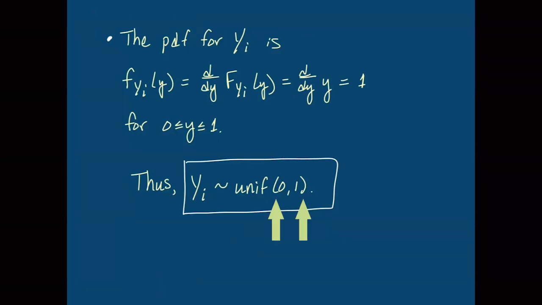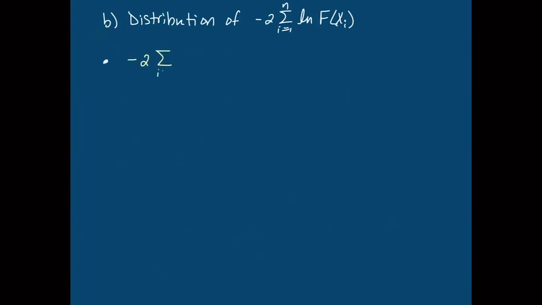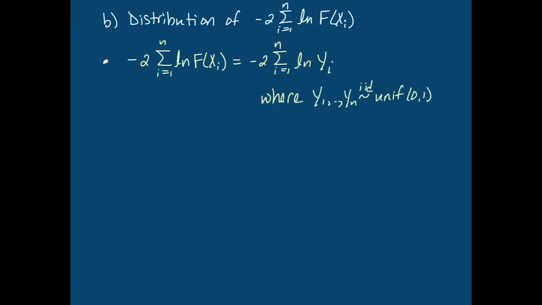In part B, we want to find the distribution of the quantity -2 times the sum as I goes from 1 to n of the natural log of the CDF for X evaluated at X sub I. A simplifying step would be to use the fact that we already know that the distribution of capital F of capital X sub I is uniform 0, 1, and we already have a symbol for it.